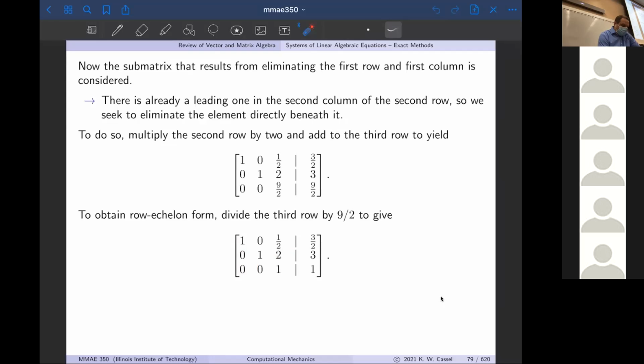The reason why I want it in this form is because now look what I can do. The process of getting to this point, the row echelon form, is called forward elimination. Again, I'll show you how to do that.